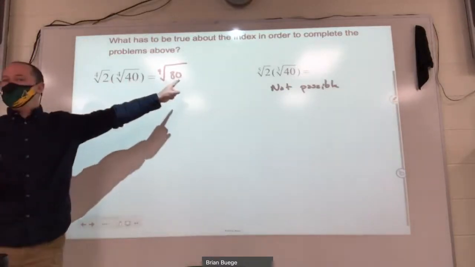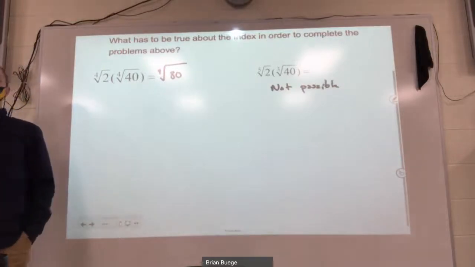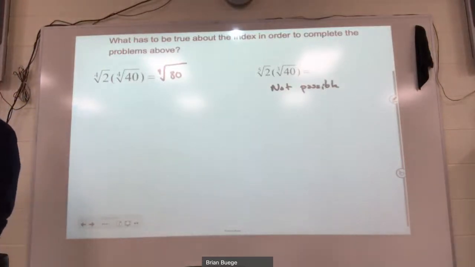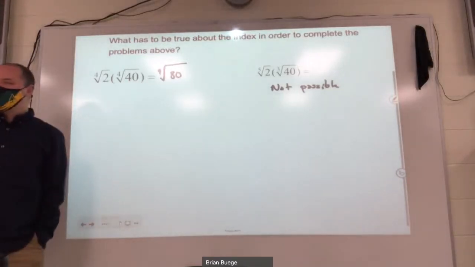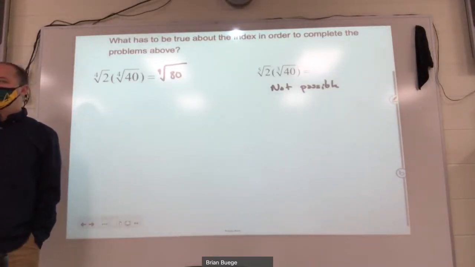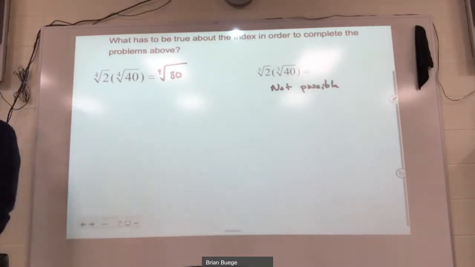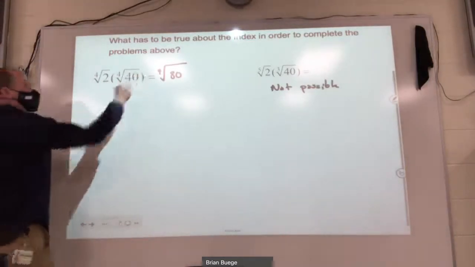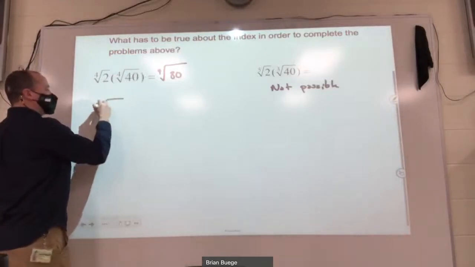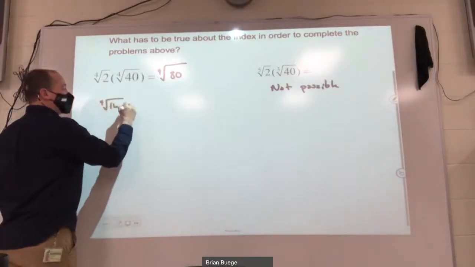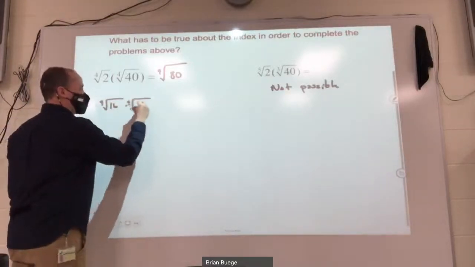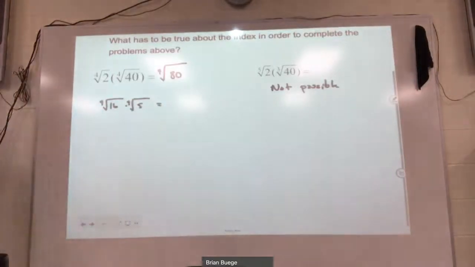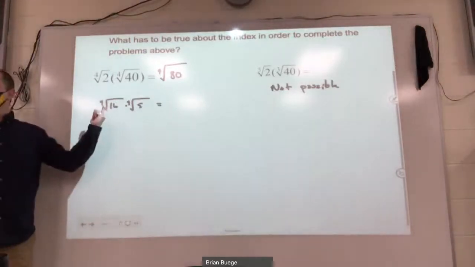On the fourth root of 80, what's a perfect fourth that is a factor of 80? What goes into 80 that's a perfect fourth? 16. Okay, so if we factor this, this is the fourth root of 16 times the fourth root of 5, which I think the only mistake you made, Marissa, was the fourth root of 16.